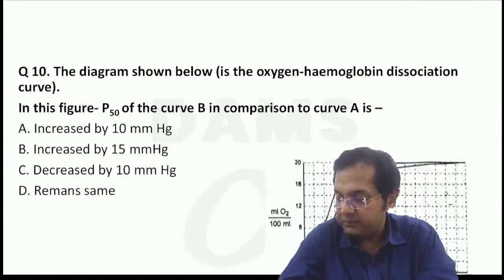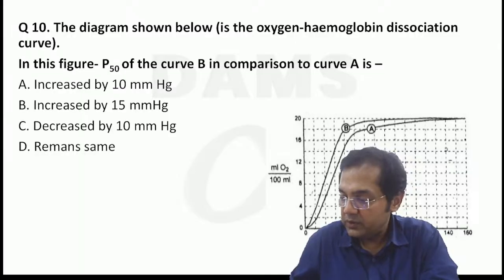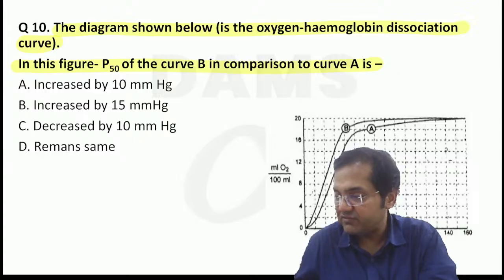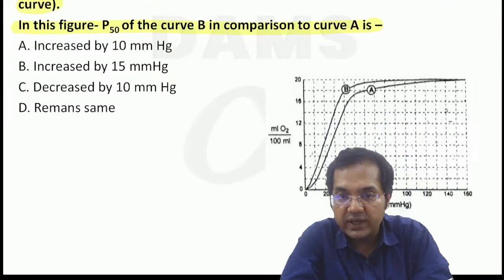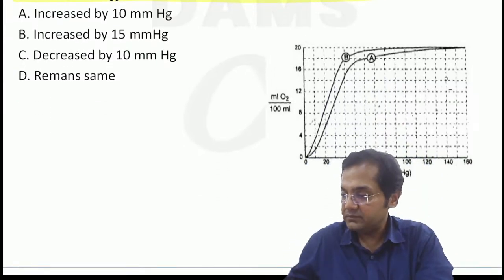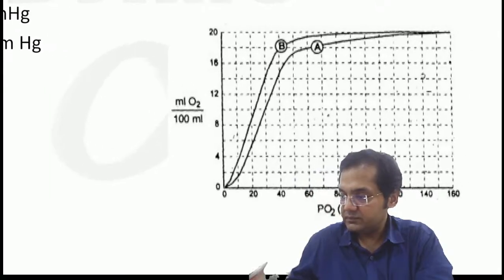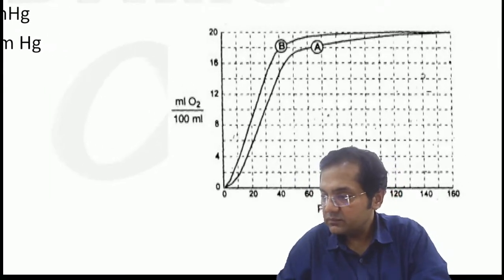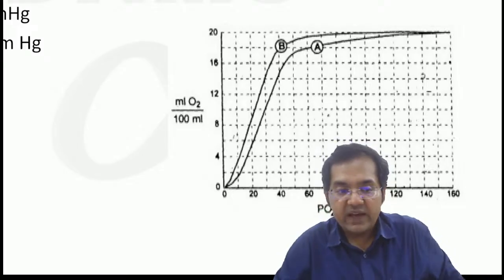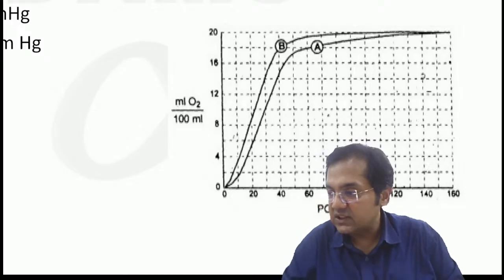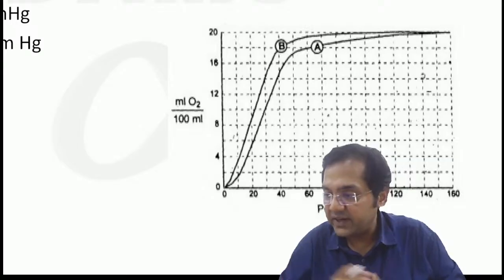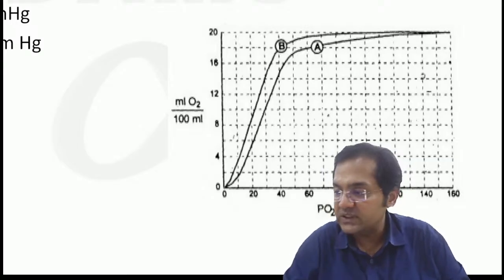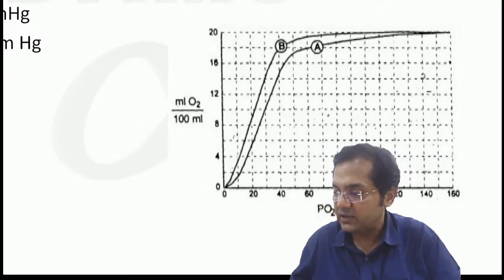Let's move to 10. Diagram shown below is the oxygen hemoglobin dissociation curve. In this figure, P50 of the curve B in comparison to A is. Please see the figure. Yes, actually I gave it purposefully, Dr. Anshita, so that I can show you the other side as well, right? Although this question I had given earlier in one of the GTs as well.